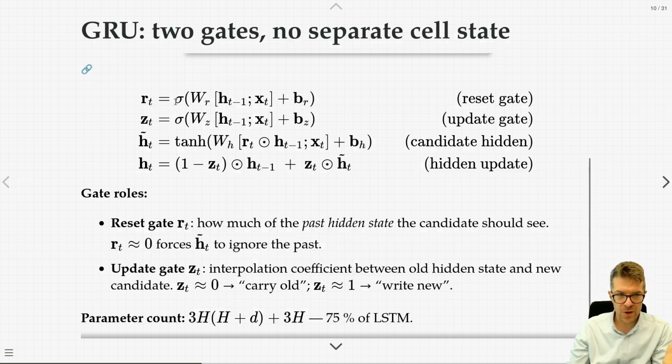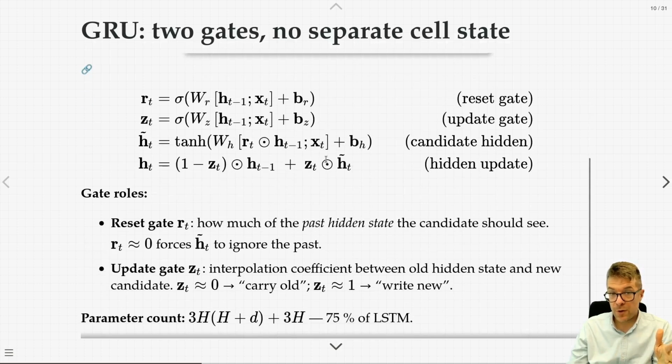This is still sigmoid, so all of these sigmas over here represent sigmoid functions from 0 to 1. The update gate will interpolate between the old hidden state and the new candidate, so it'll decide to carry old information and write new information, and it can learn to do both of these things at the same time effectively, in a way that we don't get by chance, in a way that's more coordinated and learned than simply through accident like we had with vanilla RNNs.